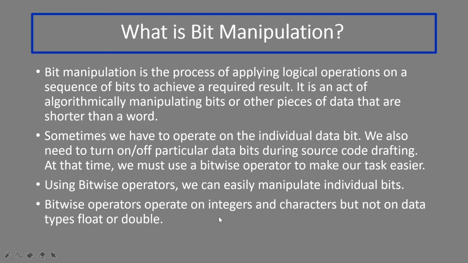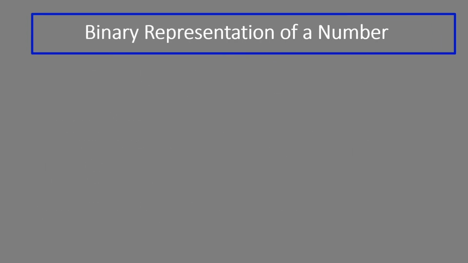Bitwise operators operate on integers and characters, but not on data types float or double. So bitwise operators only work on integer and character data types. To work on a bit level, with 0 and 1, we all know that 0 and 1 is the binary representation of any number, right? So firstly we have to learn the binary representation of a number to do bit manipulation.